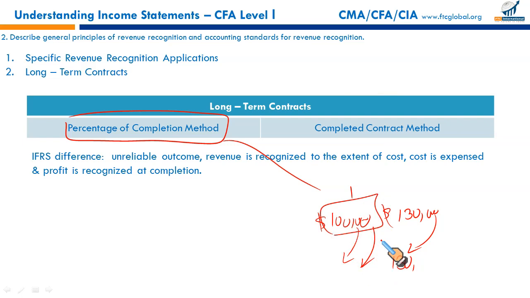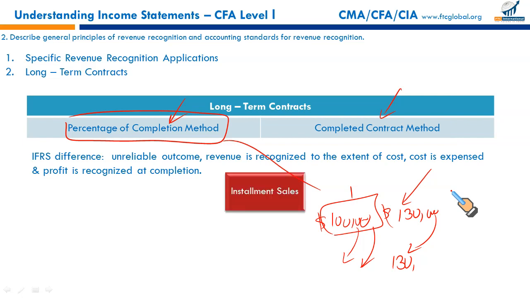Whenever a loss is anticipated, whether under the percentage of completion method, completed contract method, or under the IFRS system where you can recognize revenue only to the extent of cost incurred, whenever the loss is expected, the whole loss is recognized in the same period when the expectation of loss is made. That's enough. Next, installment sales.